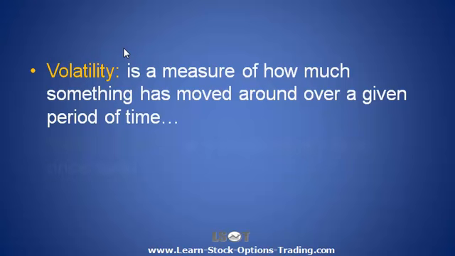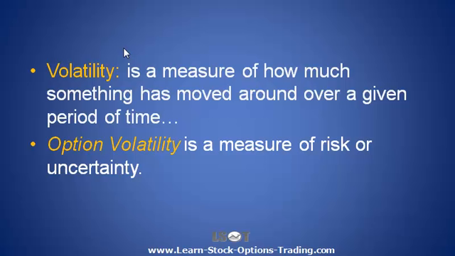One way to look at it is that option volatility is a measure of risk or uncertainty. Because if something is really erratic, it's unpredictable. You can't really predict it, and if you can't predict it, it's hard to make money off of it. It's like schizophrenic. You have no idea which way it's going to go.